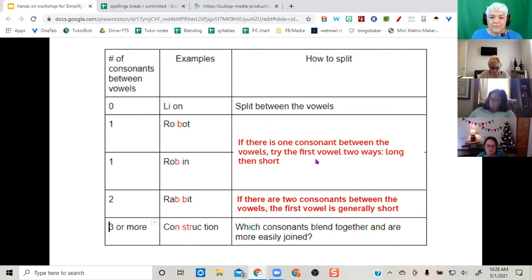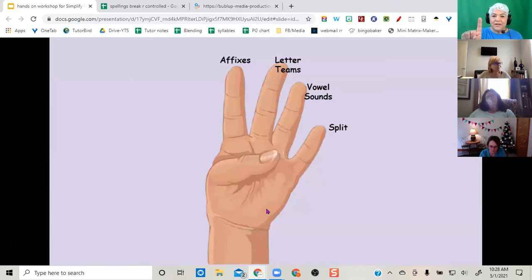I just say, if there's one consonant between the vowels, try the first vowel sound 2 ways. Try the long one first, that's more common, then try the short one. If there's 2, it's over 90% of the time, it's most of the time, use the short vowel sound for the first vowel. Occasionally, if that didn't make a word, try the other sound just to see, particularly if you come across a word with a consonant cluster that works going into the second syllable. Step 1, whatever you're going to call it, affixes. Step 2, letter teams. Step 3, vowel sounds, split it up.